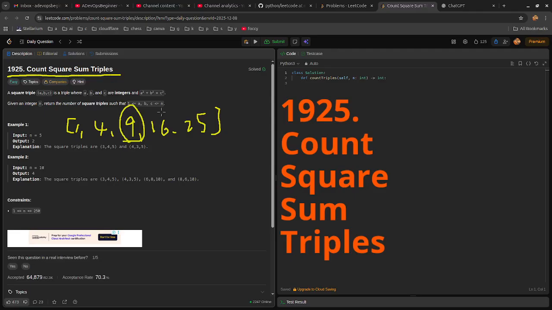9 and 16. Obviously, 9 plus 16 equals 25, and 25 is in this array, which means it is a valid triple. Same thing when we move on to the next one, 16. With 16, we can find another number which is 9. 16 plus 9 is 25, which is also in this array. So that's how we find all the possible triples.